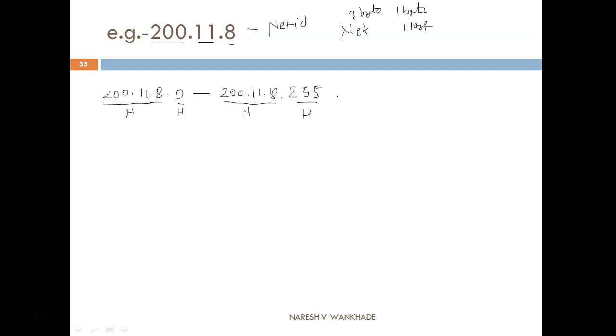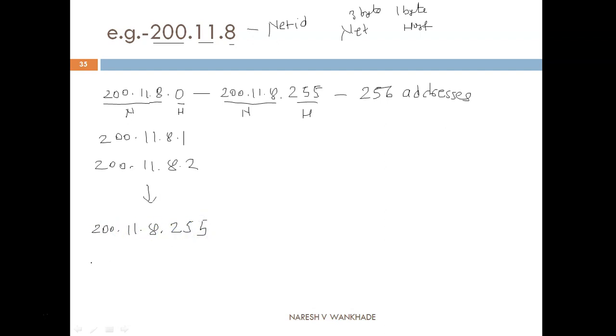How many addresses are there? In this case, there are a total of 256 addresses in this block. The first value is 200.11.8.0, the second value is 200.11.8.1, then 200.11.8.2, up to the last value we have already mentioned, 200.11.8.255. So a total of 256 addresses are there.